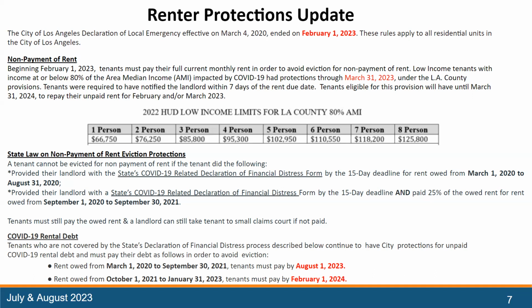Tenants still owe the rent, and if a landlord needs to retrieve the rent from the tenant, they must go to small claims court and retrieve the rent as consumer debt from the tenant.